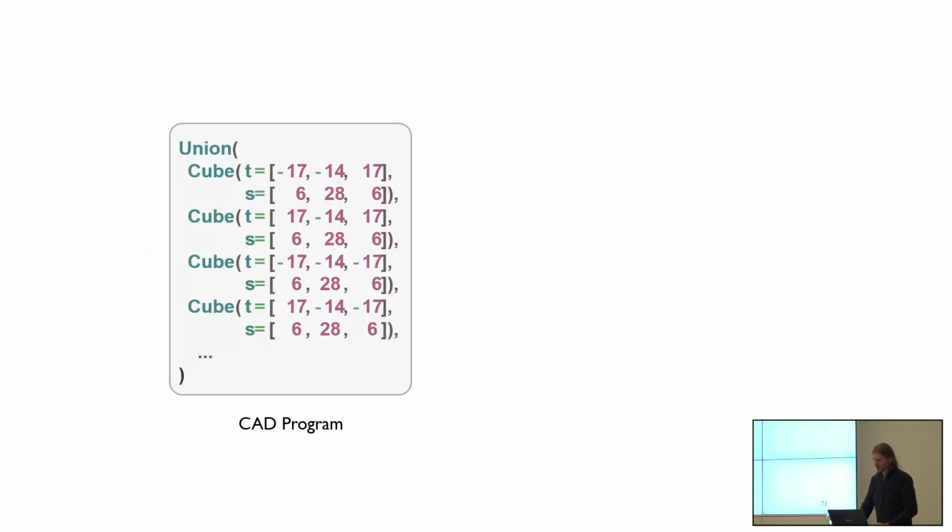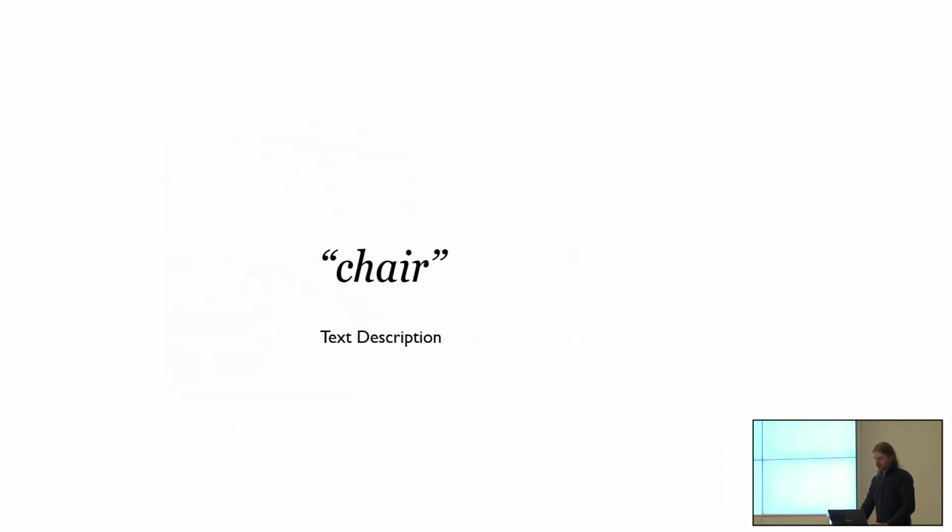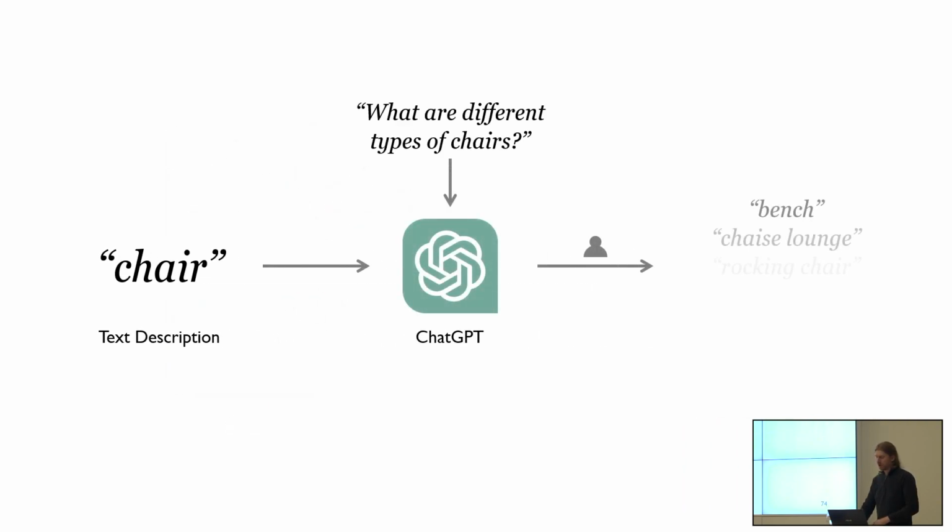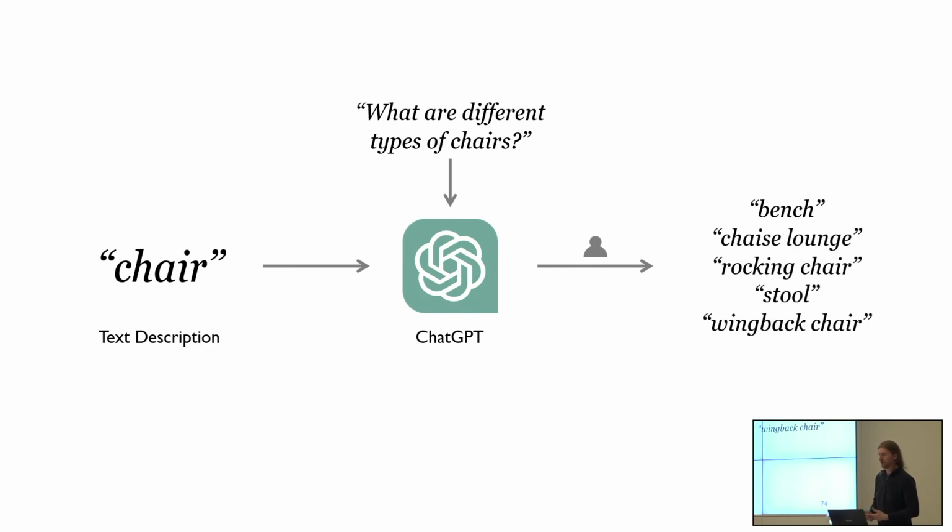So how does this work? We start with an input CAD program and a text description. The first thing we're going to do is take that text description and feed it to a language model to generate a whole bunch of text prompts describing variation. So we might, for example, ask ChatGPT, what are different types of chairs that exist in the world? And it will come back and say, oh, there's benches, there's chaise lounges, there's rocking chairs, stools, wingback chairs, etc.